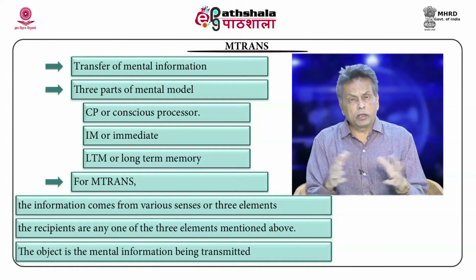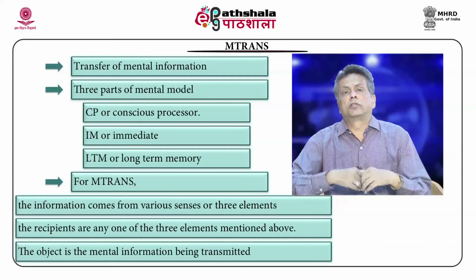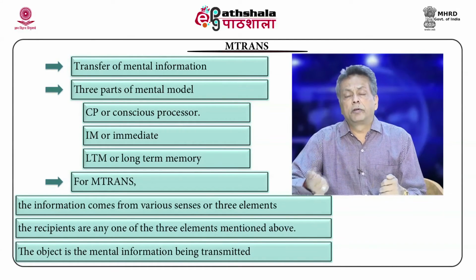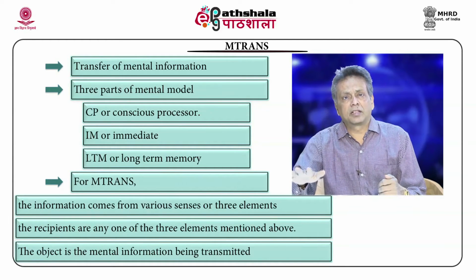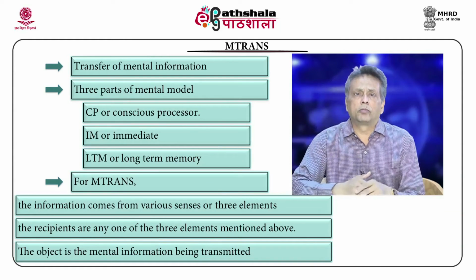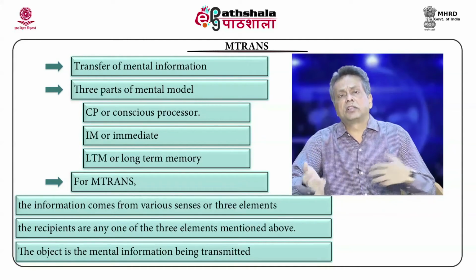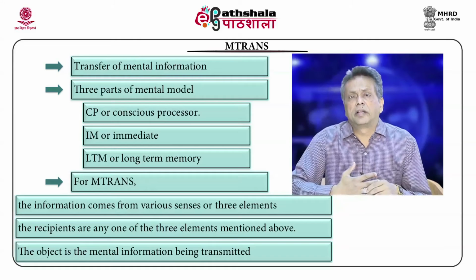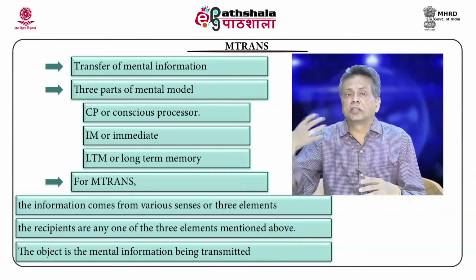When you talk about MTRANS, information comes from various sources. For example, when you see, the information is coming from the eyes. When you hear, it is coming from the ears. When you touch and feel, the information comes from the other senses, and so on. So the various senses bring in information and it is sent to the CP. Usually MTRANS is used where such things are happening.